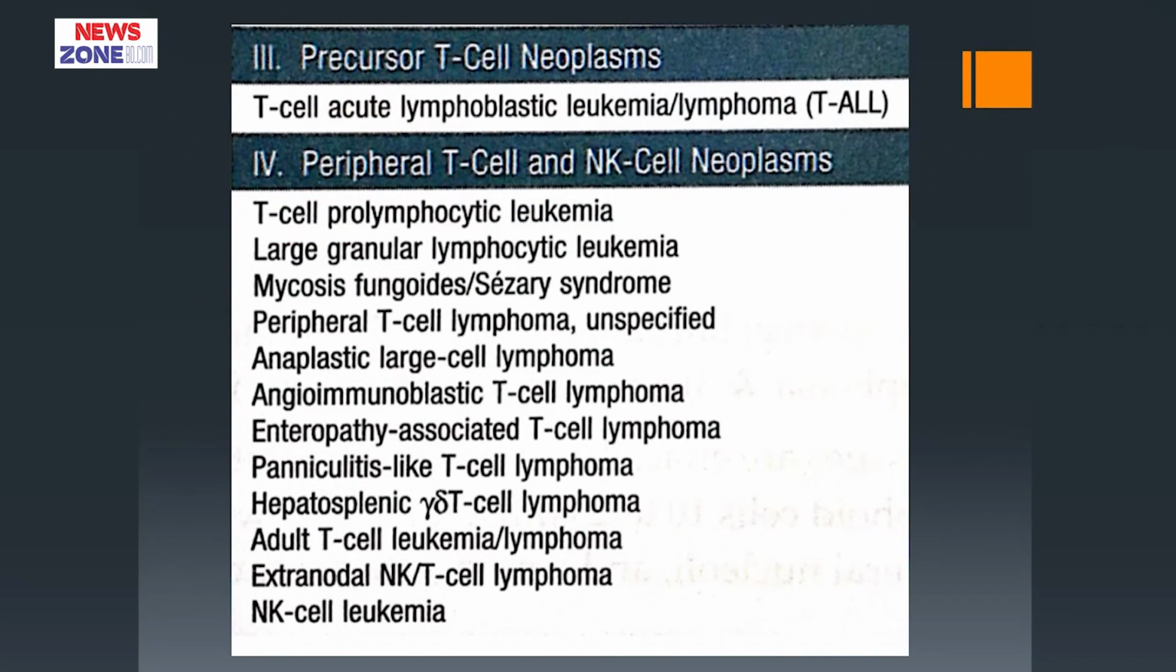Again, the precursor T cell neoplasm is acute lymphoblastic leukemia or lymphoma. It is a precursor. If peripheral T cell neoplasm occurs: T cell prolymphocytic leukemia, NK cell leukemia, anaplastic large cell lymphoma, then peripheral T cell lymphoma unspecified, and another is mycosis fungoides or Sézary syndrome.